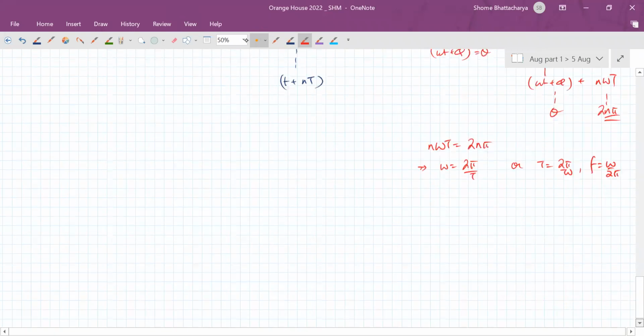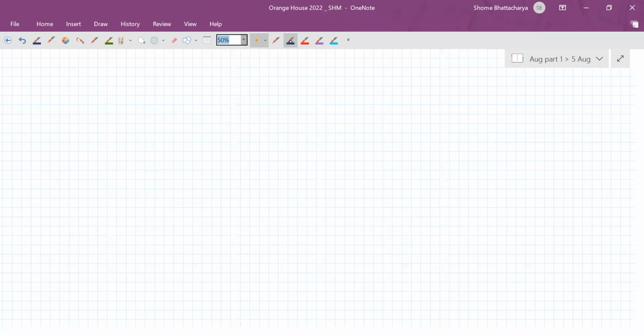Now the next thing is the last of the three constants in that equation. It is called the phase constant or initial phase.